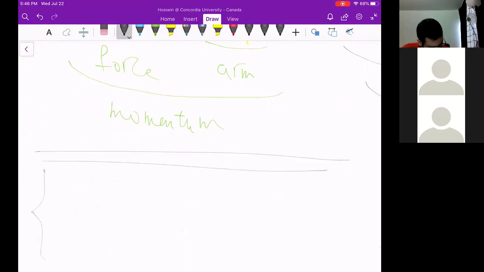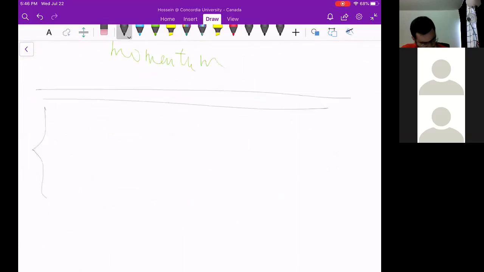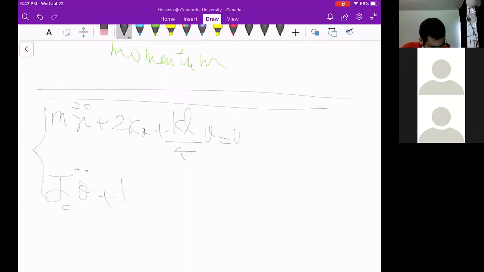So for the linear motion, I have m x double dot plus 2k x plus k L over 4 theta is equal to 0. From the rotational motion, J_C theta double dot plus k L over 4 x plus 5k over 16 L theta is equal to 0.